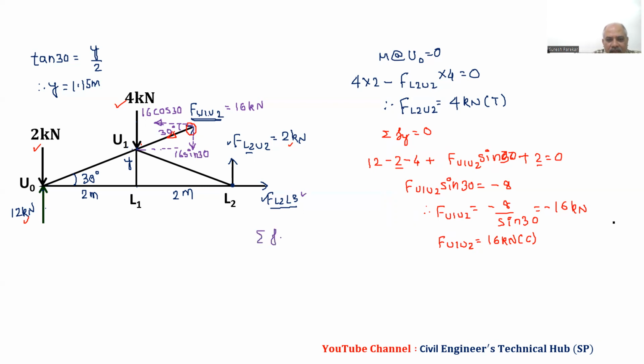So I can write summation Fx equal to 0. And then we are going to get minus 16 cos 30 plus F L2 L3 equal to 0. And from this we will get F L2 L3 equal to 13.86. As the value is positive, we have this as tensile.